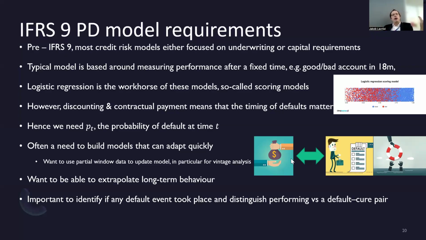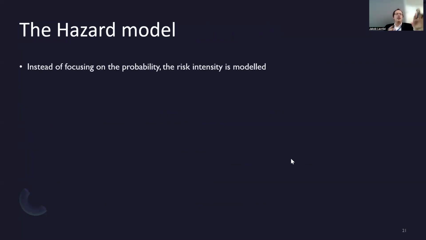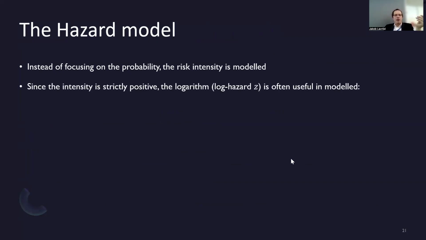And you should really be able to distinguish between that within your model. And the solution to this is what we call a hazard model, which I am myself incredibly fond of as a way of modeling in IFRS 9. So the idea is that you move away from focusing on probability and instead focus on the risk intensity, so the default risk per unit time.